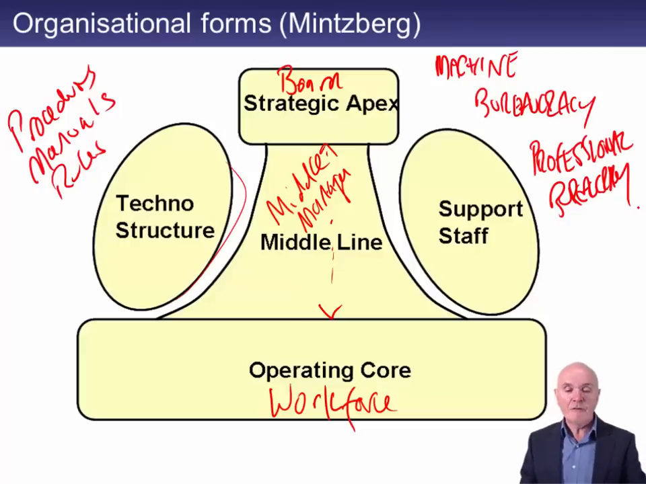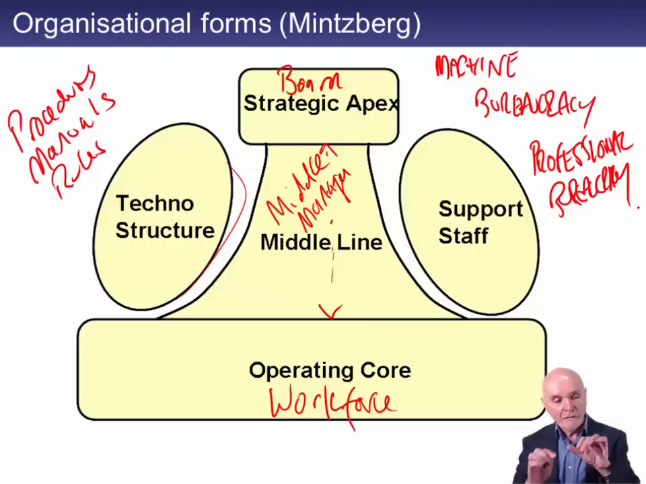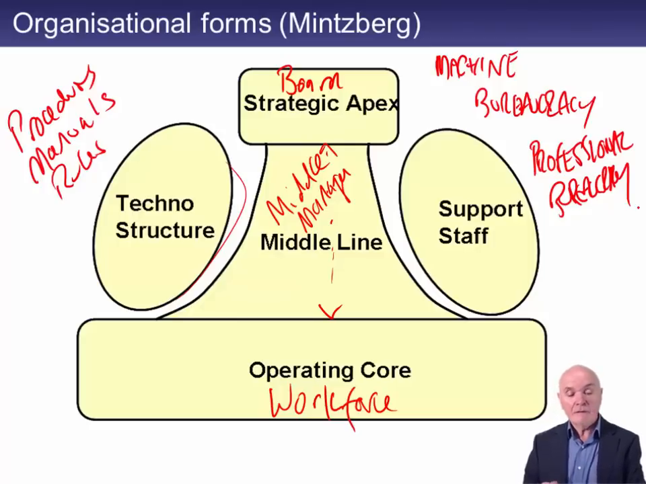And what he meant by a professional bureaucracy was a profession like a firm of accountants or a firm of lawyers, that sort of profession. And what he said there is that the importance, the kind of size of these components change. And the way they change is, first of all, the middle line is going to be much shorter.